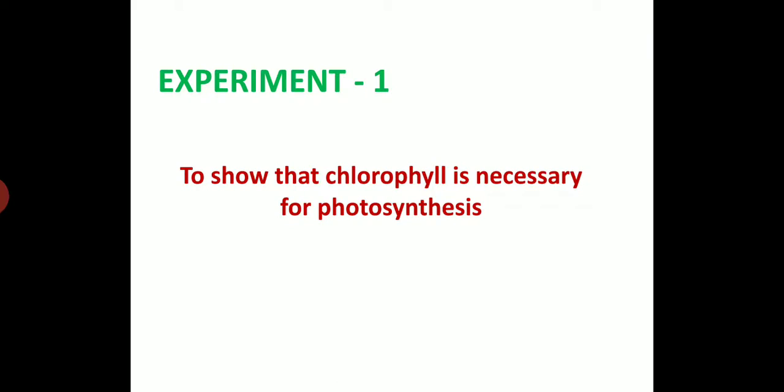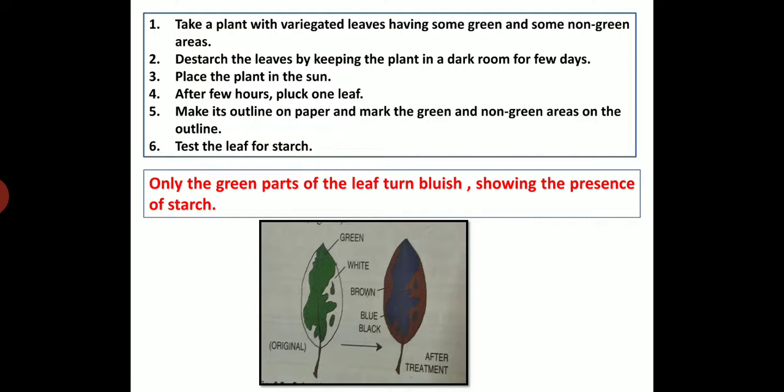Now come to the first experiment. The first experiment is to show that chlorophyll is very much necessary for photosynthesis. Without chlorophyll, photosynthesis is not possible. For this, there are various steps. First, take a plant with variegated leaves. That means a plant where the leaves have green and non-green areas. A leaf will contain some green portion and some non-green areas. That type of leaves are known as variegated leaves.